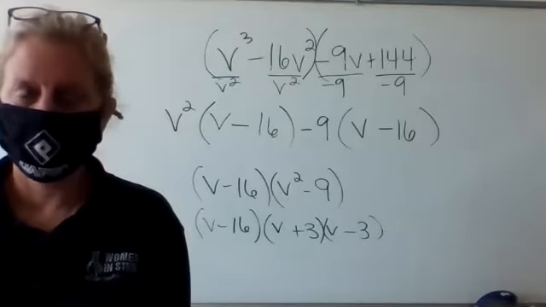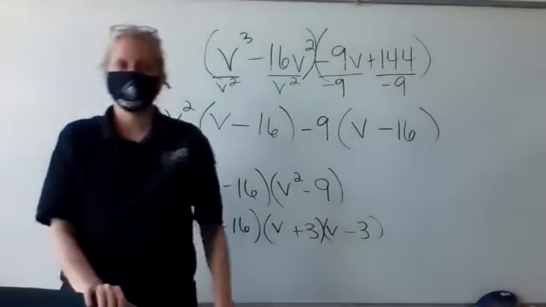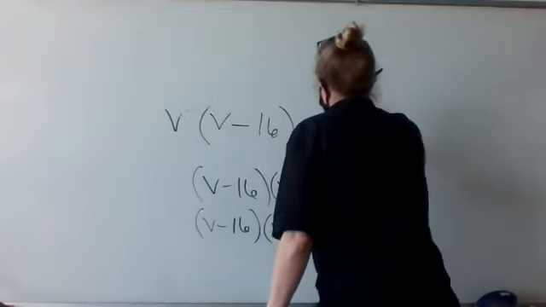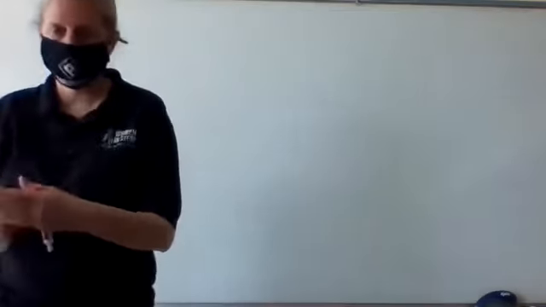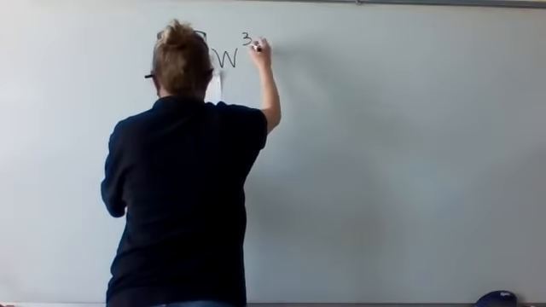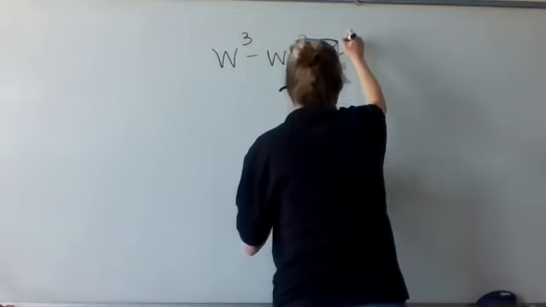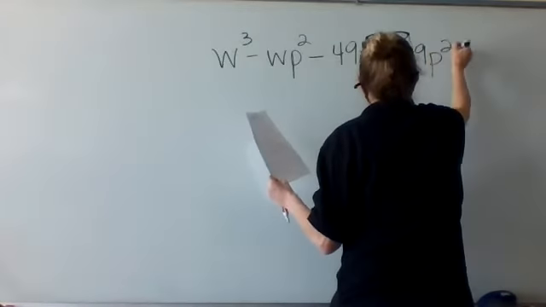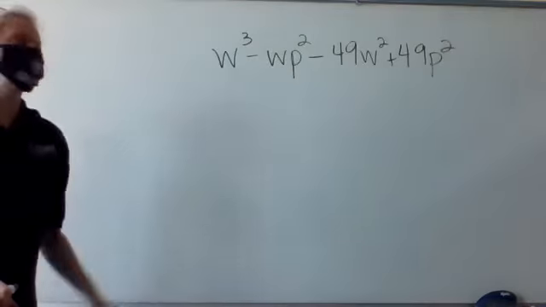All right, number 8 is another one like this. W to the third minus WP squared minus 49W squared plus 49P squared. Right? Nothing in common with all of them.